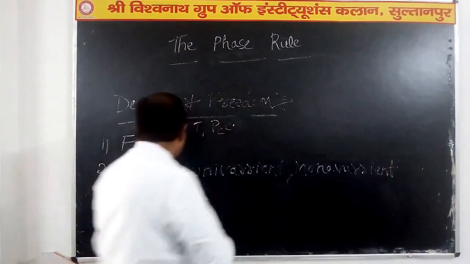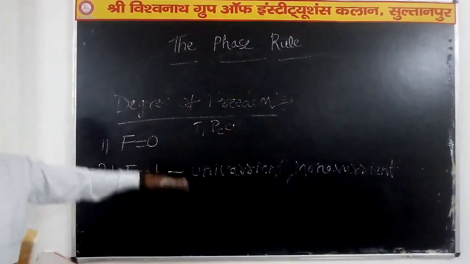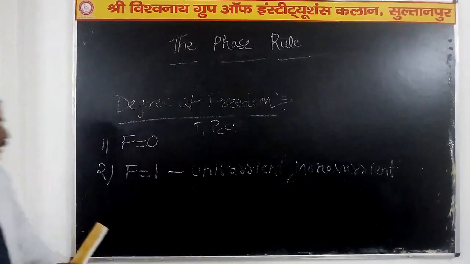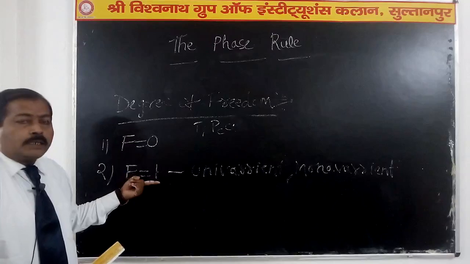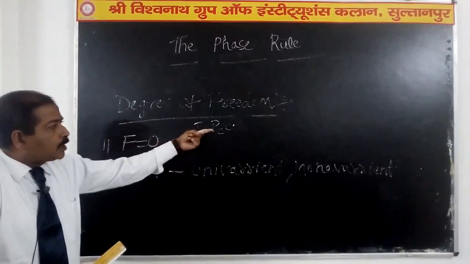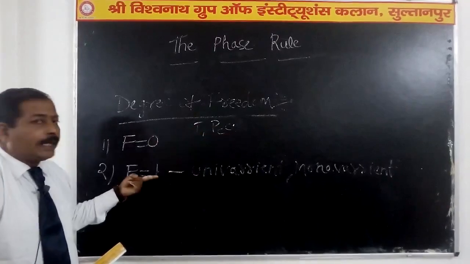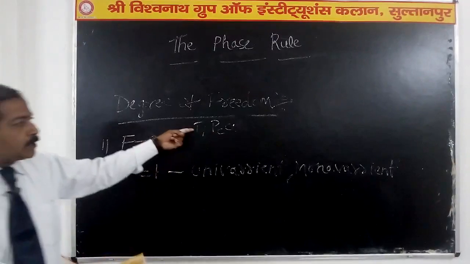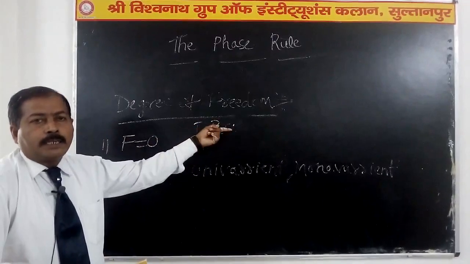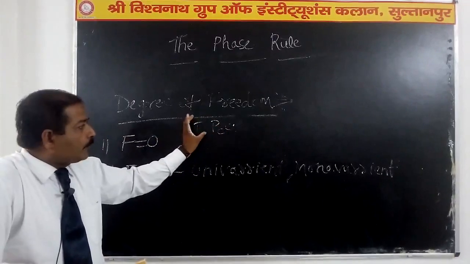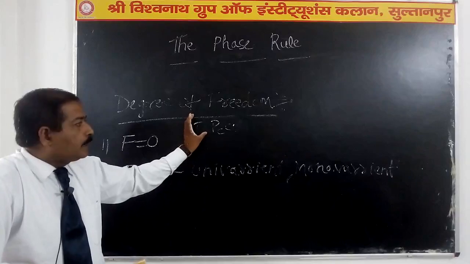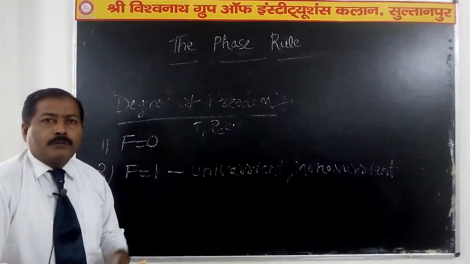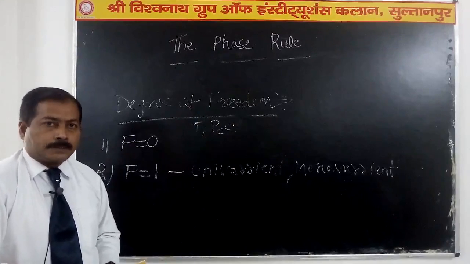It means for describing the different phases of a particular system under equilibrium condition, out of the three variables, that is temperature, pressure and concentration, only one variable may be required. The one variable may be temperature, pressure or concentration. Means to say, with the help of any one factor, we can describe the different phases of the particular system.